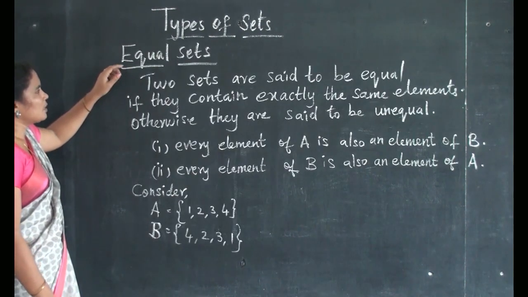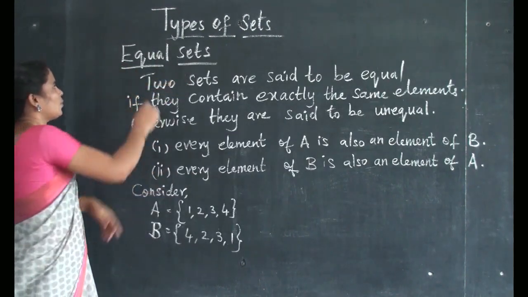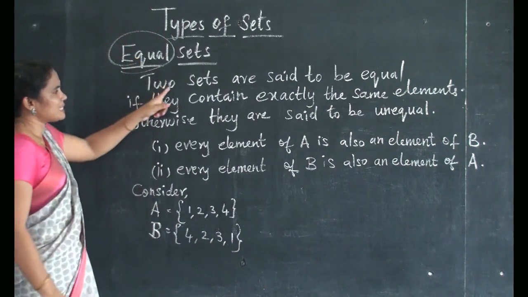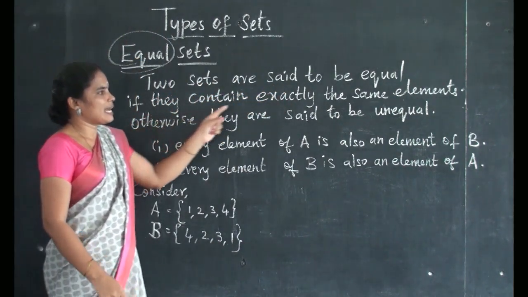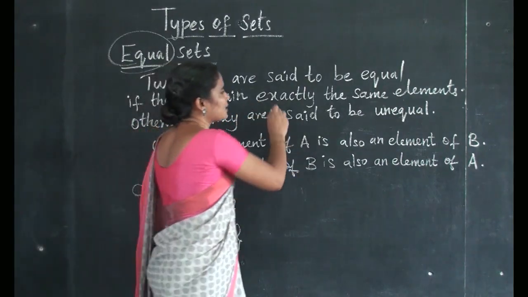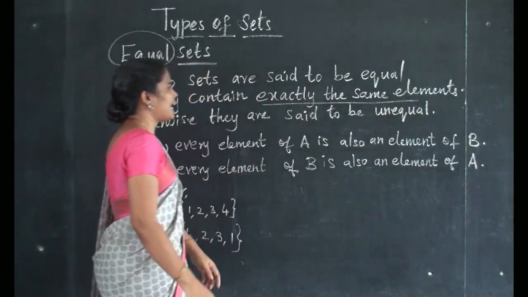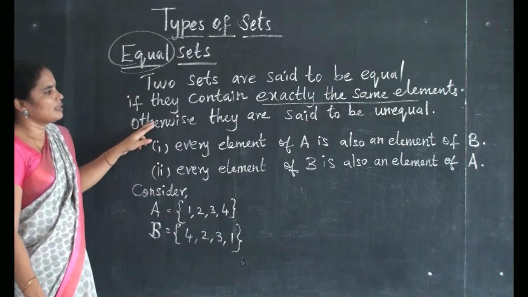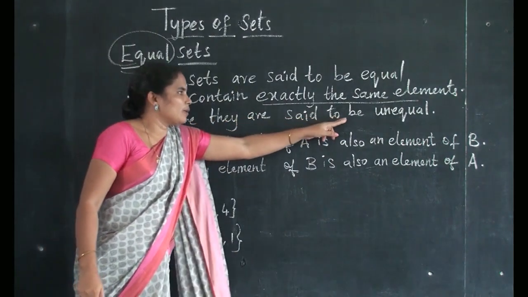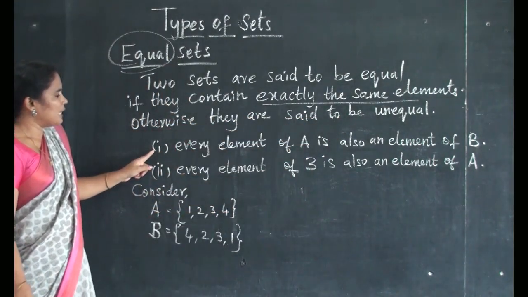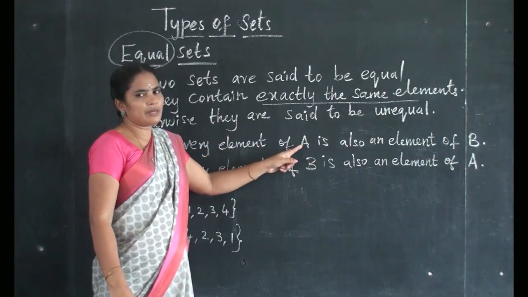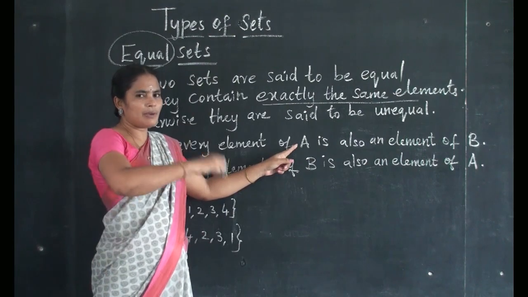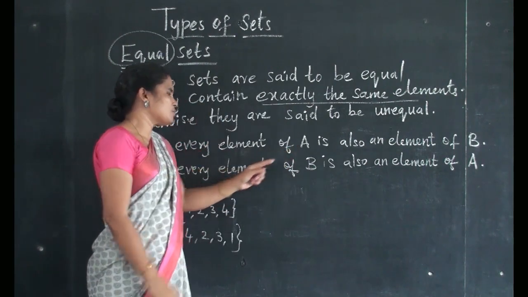Now let us see what an equal set is. Two sets are said to be equal if they contain exactly the same elements. The elements must be exactly the same, otherwise they are said to be unequal. So first, every element of A is also an element of B. Every element which is present in A, the same element must be present in B also.